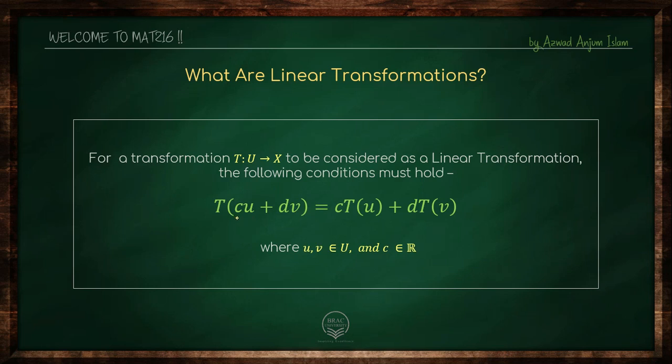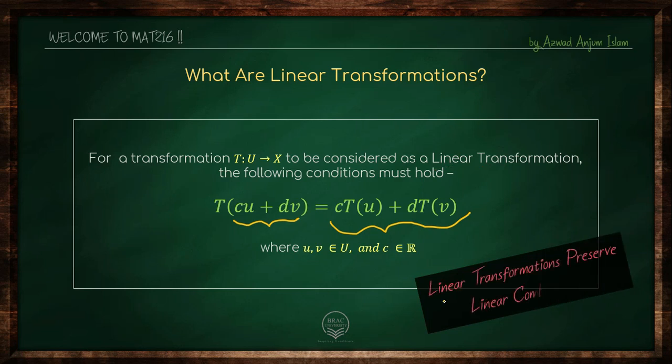Now, does this look familiar to you? Well, it should, because this is just a linear combination of u and v. And this part is a linear combination of T of u and T of v, which means that a linear transformation has to maintain the linear combination relationships.